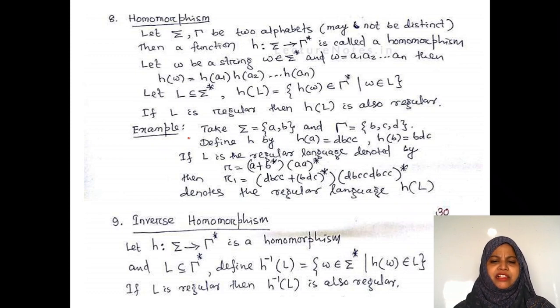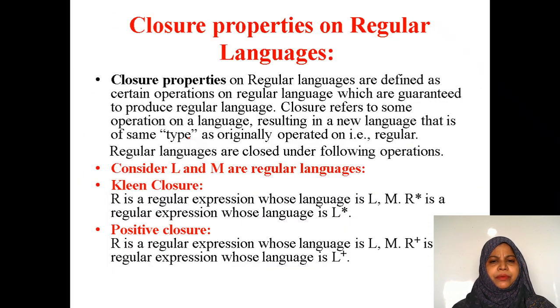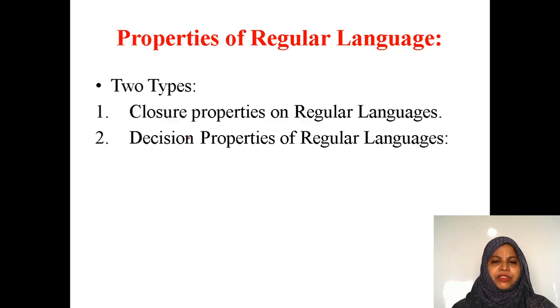Homomorphism of L is also regular. Inverse of homomorphism is also regular. Ninth one is the inverse homomorphism. In this case, if L is regular, then h inverse of L is also regular. These are the 9 closure properties of the regular languages.